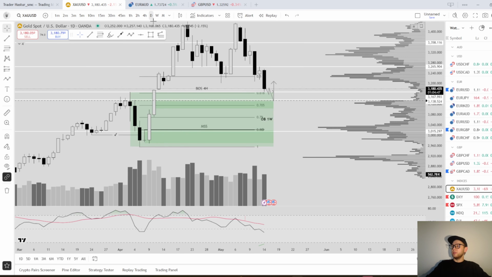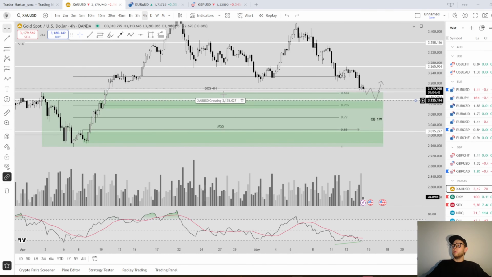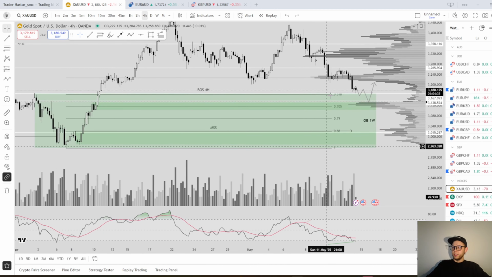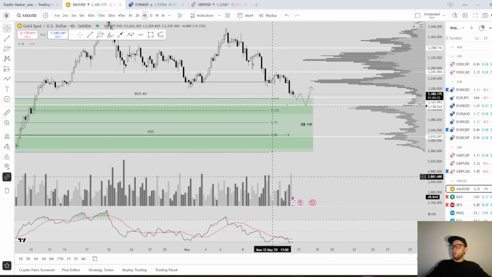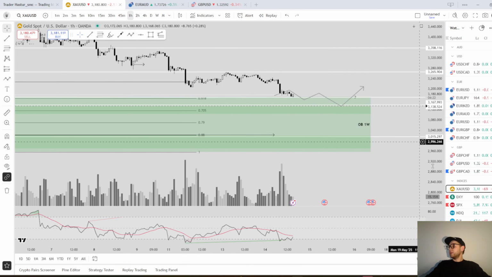So now, as you can see, we have a breakout of market structure on the 4-hour time frame. We have a demand zone, we have a market structure shift, and we have an OTE zone. Now what I see is that price wants to mitigate our weekly order block, and as you notice, we are already here.